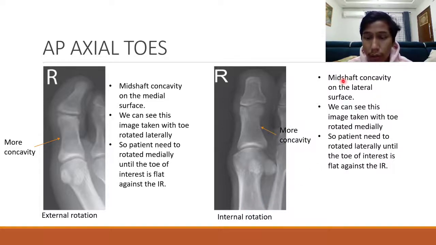For internal rotation, the midshaft concavity is on the lateral surface. We can see this image taken with the toe rotated medially. So the patient needs to rotate laterally until the toe of interest is flat against the IR.